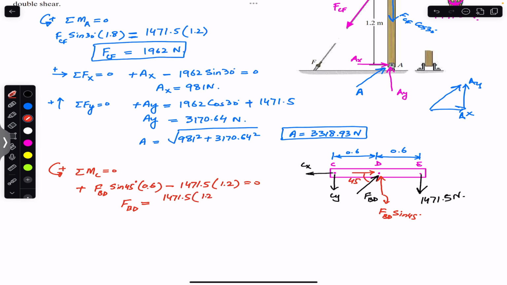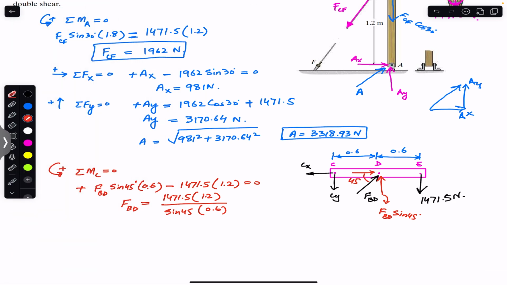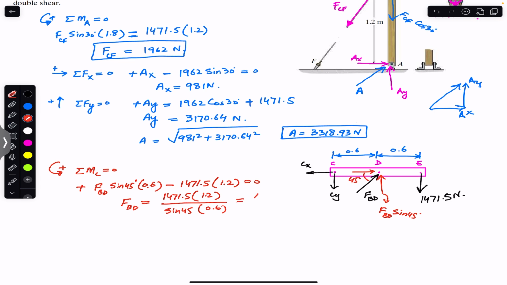1471.5 into 1.2 divided by sine of 45 into 0.6. So let's find this. 1471.5 multiplied by 1.2 divided by sine of 45 multiplied by 0.6. So this gives us 4162.03 Newton, right? So this is the force in that strut, right?